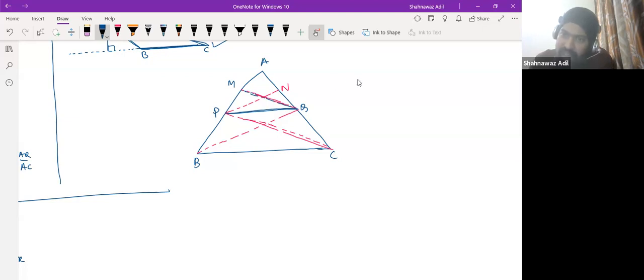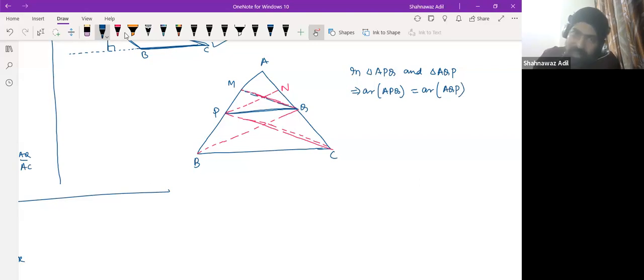Firstly, what we will do is that we will take triangle APQ and triangle AQP, so that is also APQ. Right. So I can write that area of APQ would be equal to area of AQP. Right. So I'm taking this triangle. Okay.